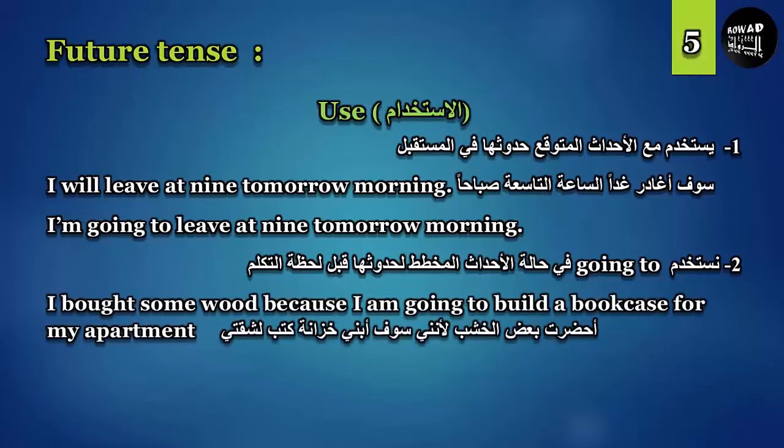مثال I bought some wood because I'm going to build a bookcase for my apartment. اشتريت بعض الخشب لأني رح أبني خزانة لمنزلي. زي ما انتوا شايفين في حاجة بتدل إنه في خطة مسبقة لبناء الخزانة وهي شراء الخشب. ففي هذه الحالة بستخدم going to.